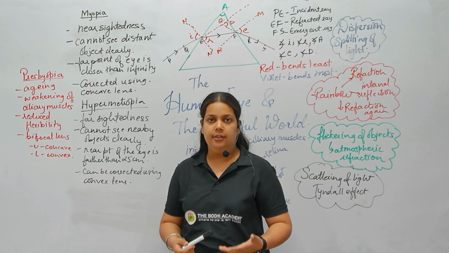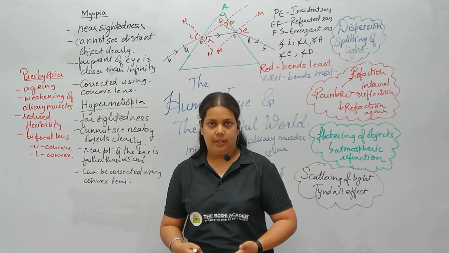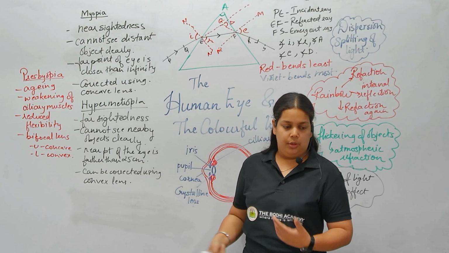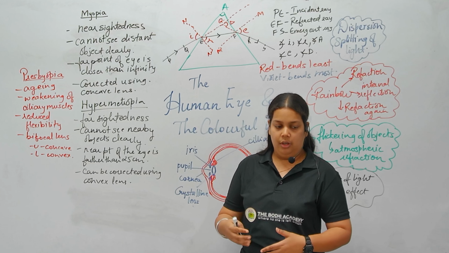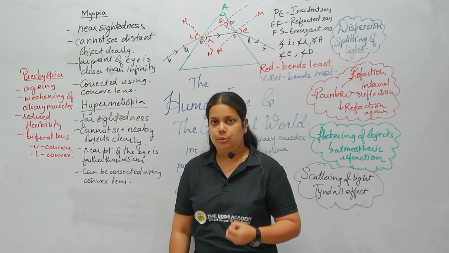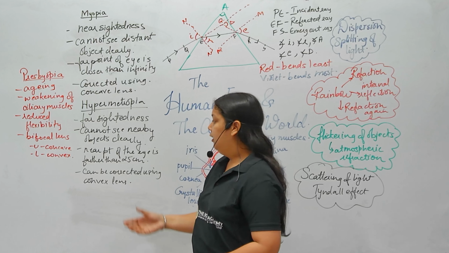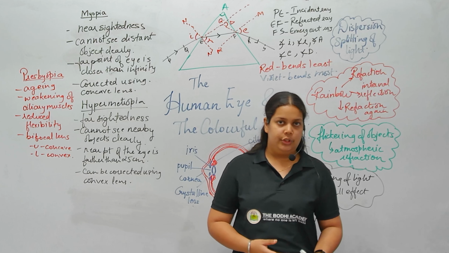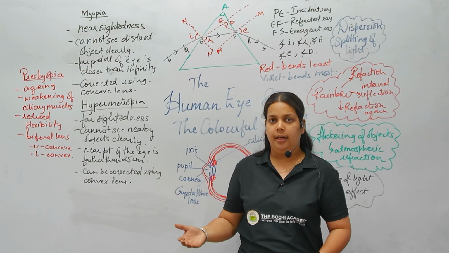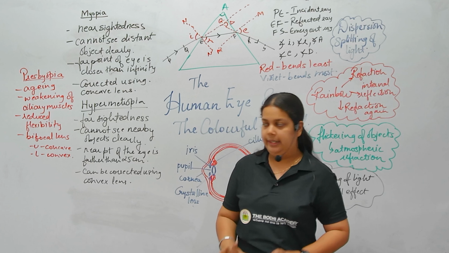You must have seen some people keeping the book away from their eyes to see it clearly. This is because the focal length of the eye is too long, or the eyeball becomes too short, and hypermetropia can be corrected using the convex lens because it is the convergent lens and it helps the image to form just on the retina.